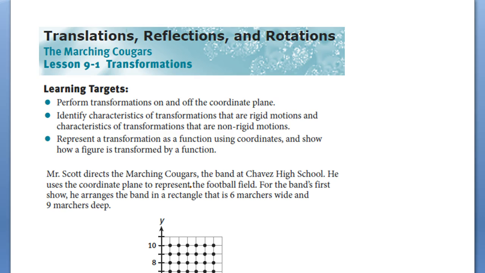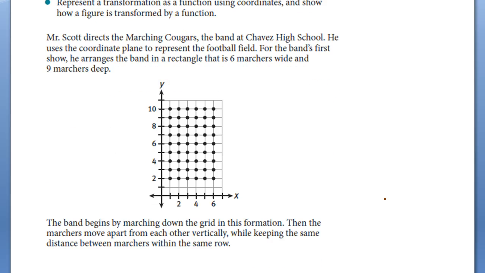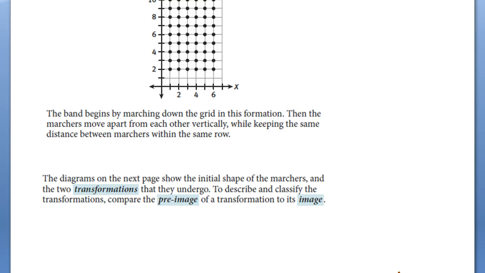Mr. Scott directs the Marching Cougars, the band at Chavez High School. He uses the coordinate plane to represent the football field. For the band's first show, he arranges the band in a rectangle that is 6 marchers wide and 9 marchers deep. The band begins by marching down the grid in this formation. Then the marchers move apart from each other vertically while keeping the same distance between marchers within the same row. The diagrams on the next page show the initial shape of the marchers and the 2 transformations that they undergo.